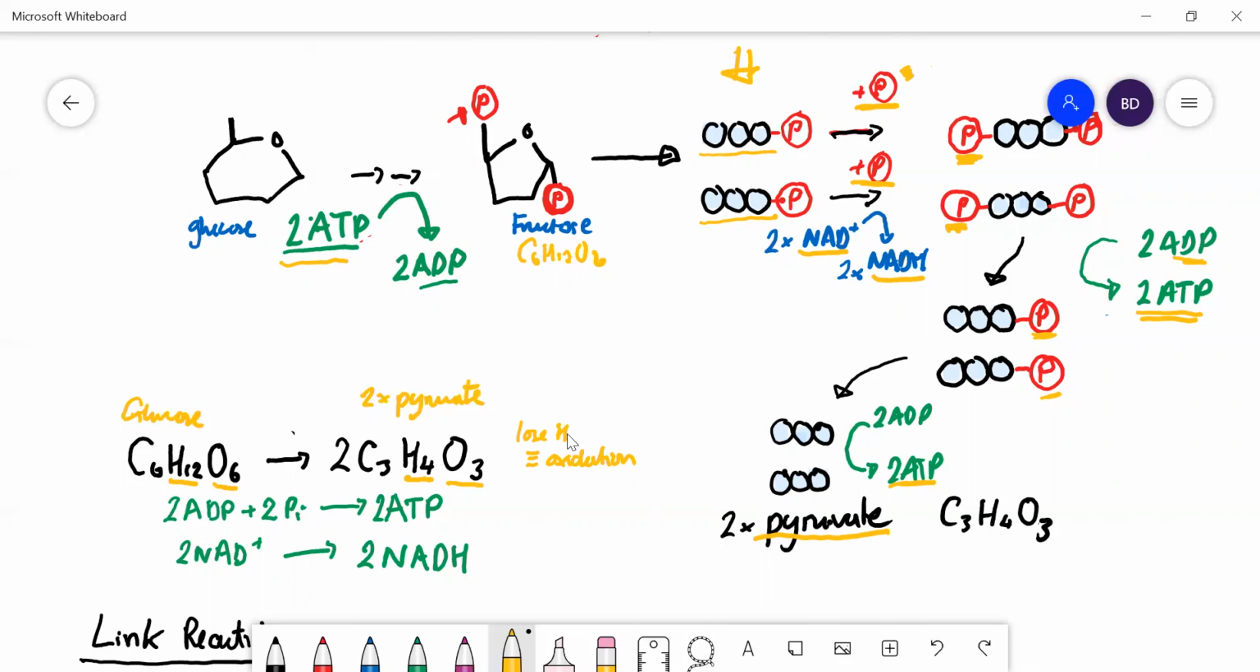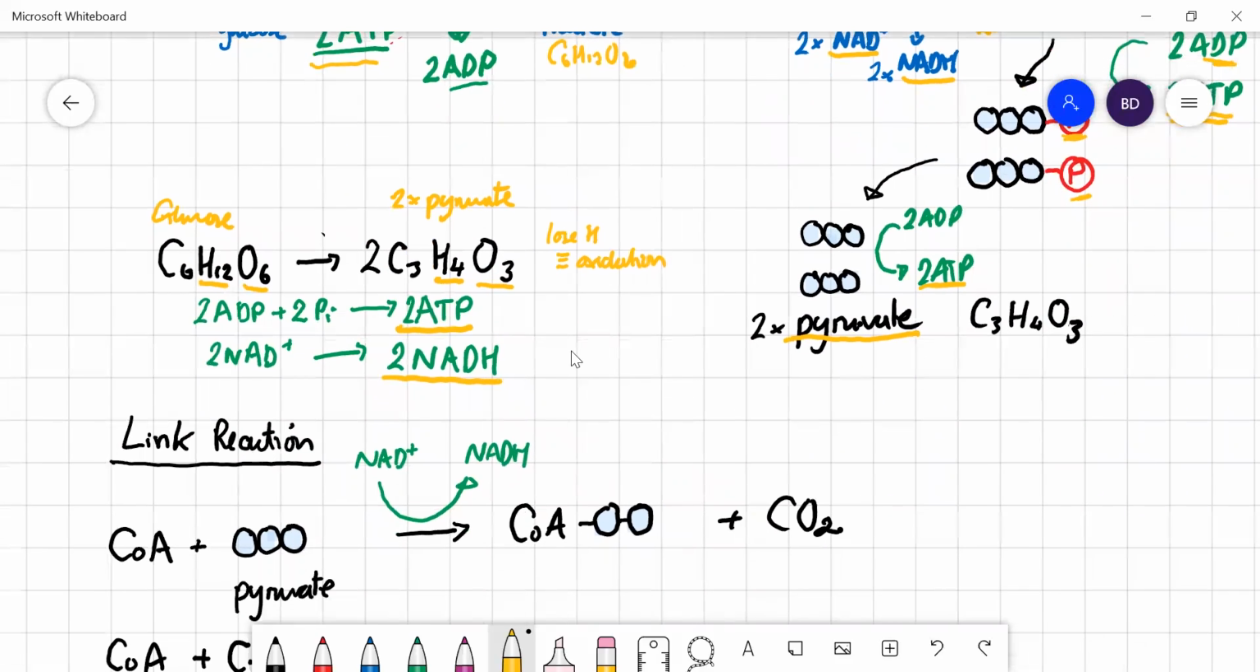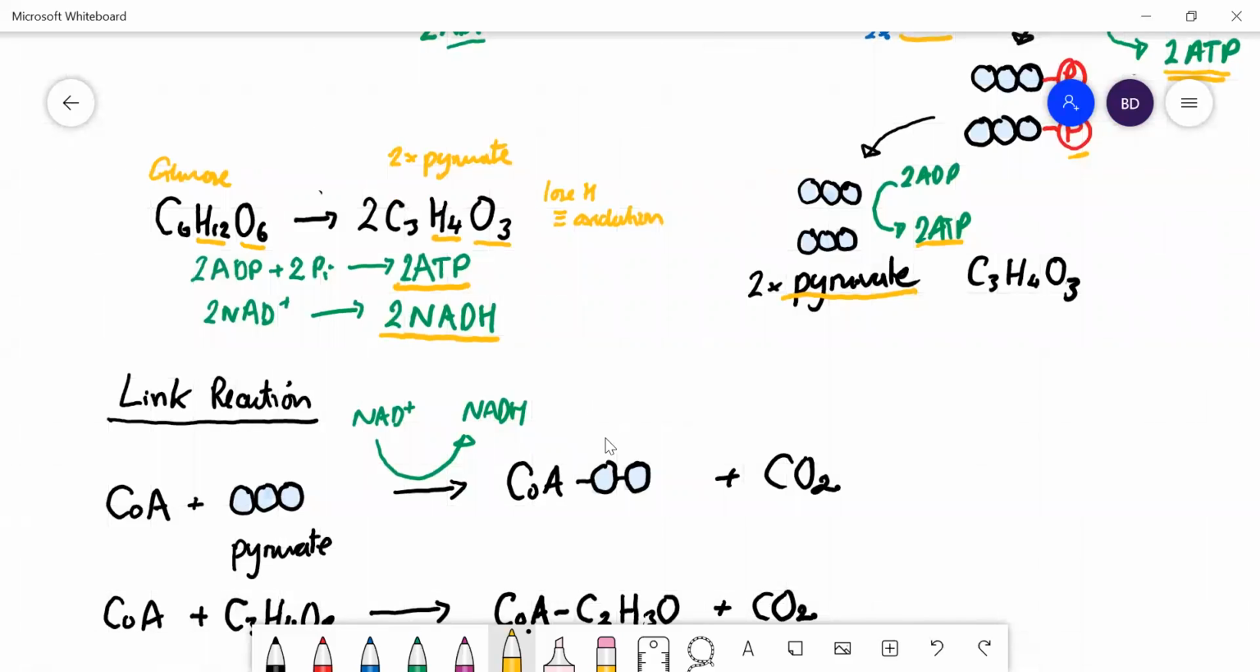What we've managed to do is get that energy stored in these high energy compounds, ATP, which we're familiar with, and this other one, the reduced form of NAD plus, NADH, which can go into the mitochondria and be used to make ATP. So that's the end of glycolysis. Now the second phase is called the link reaction, because it links glycolysis to the third step, which is called the citric acid cycle. We'll do that in a minute.